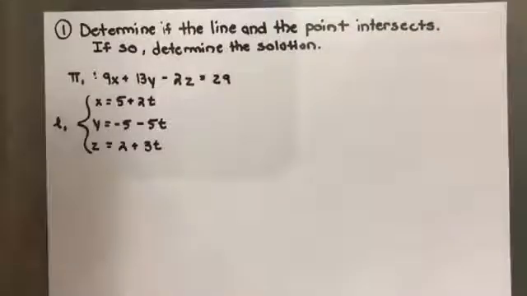All right, for the first question, determine if the line and the plane intersect. If so, determine the solution. So we have been given a scalar equation, which is pi1, and it is 9x plus 13y minus 2z equals 29. We also have a parametric equation, and as you can see, this is L1. This is our parametric equation. So we have x equals 5 plus 2t. We have y equals negative 5 minus 5t. And we also have z equals 2 plus 3t.